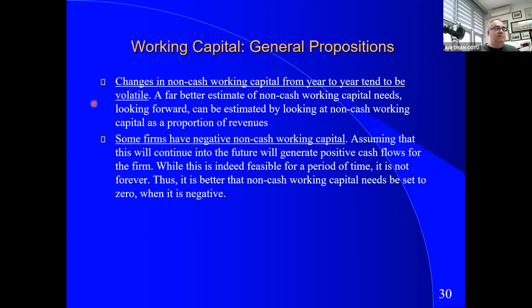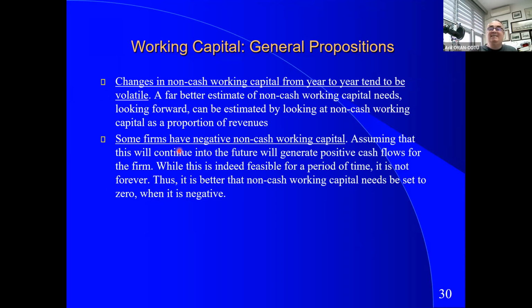So changes in non-cash working capital from year to year tend to be volatile. Okay, so there may be big changes from year to year. So in that case, you may actually want to use some type of long-term fixed amount, maybe as a percentage of the revenues that is being held in working capital.